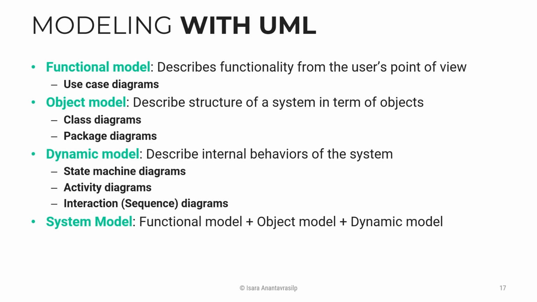Lastly, we have the system model, which is the combination of all other models. You use functional models to explain the behavior of a system in the eyes of the user, you use object models to describe components, subcomponents, and subsystems within the system, and then you use the dynamic model to describe behavior or interactions among the components to solve a problem, to achieve a task, to achieve a function. Together, we have the system model.